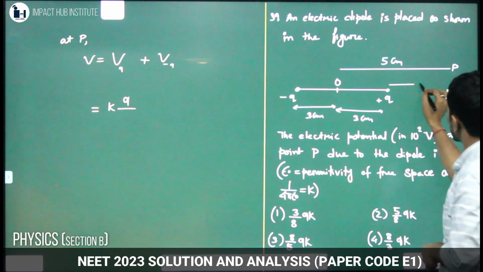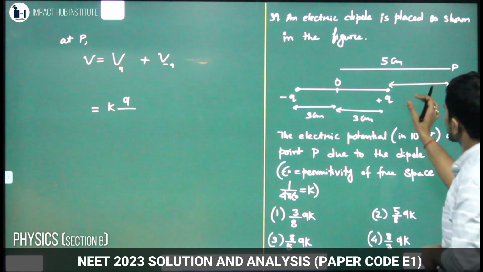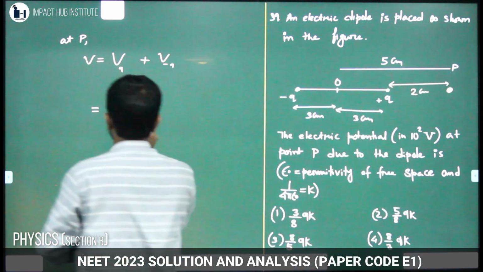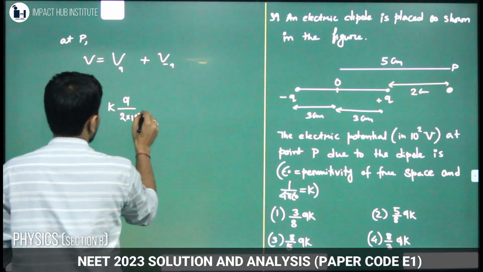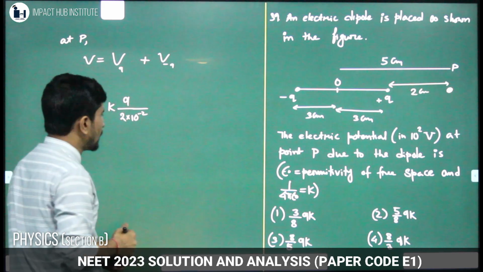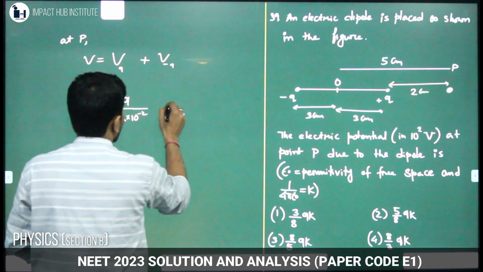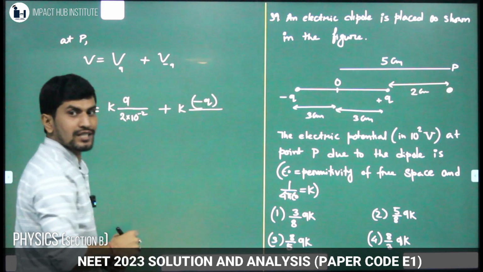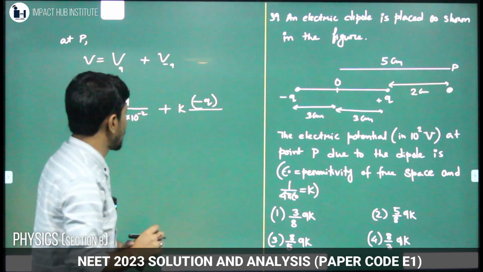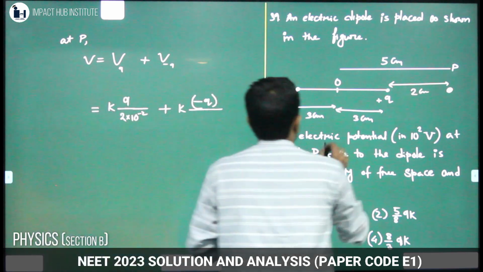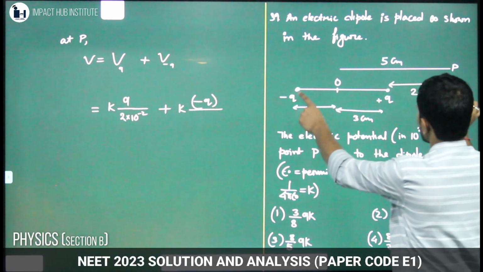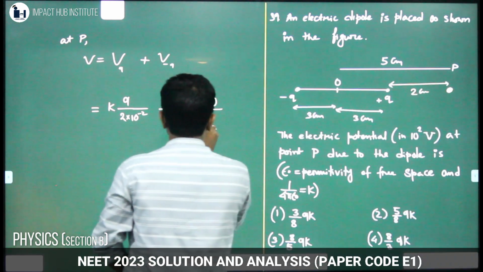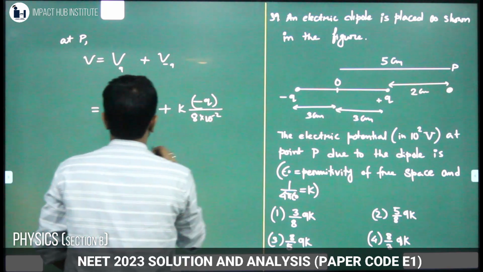Thereby we need the distance from this charge to this point. This distance will be 5 minus 3, which is 2 centimeters. So I will write here 2 into 10 power minus 2, because we are dealing with the SI unit, plus k multiplied by minus q. Remember we are dealing with a scalar quantity, so we have to consider the minus sign. Now this charge is located at a distance of 3 plus 5, 8 centimeter from the point. So this is 8 into 10 power minus 2.